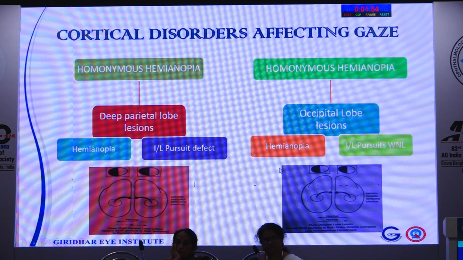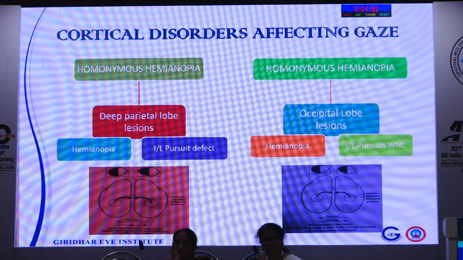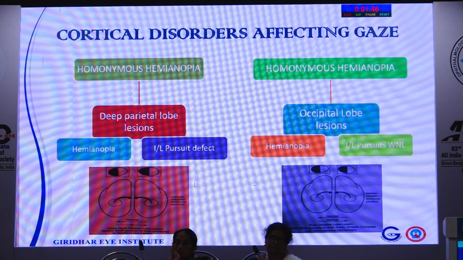What if you have a homonymous hemianopia, which is very difficult for you to distinguish? Is it a parietal lobe lesion or an occipital lobe lesion? How do you distinguish? Look at the pursuits. If the ipsilateral pursuits are intact, it's unlikely to be a parietal lobe lesion, because the parietal lobe is responsible for the pursuits, whereas with occipital lobe lesions, they will be intact.